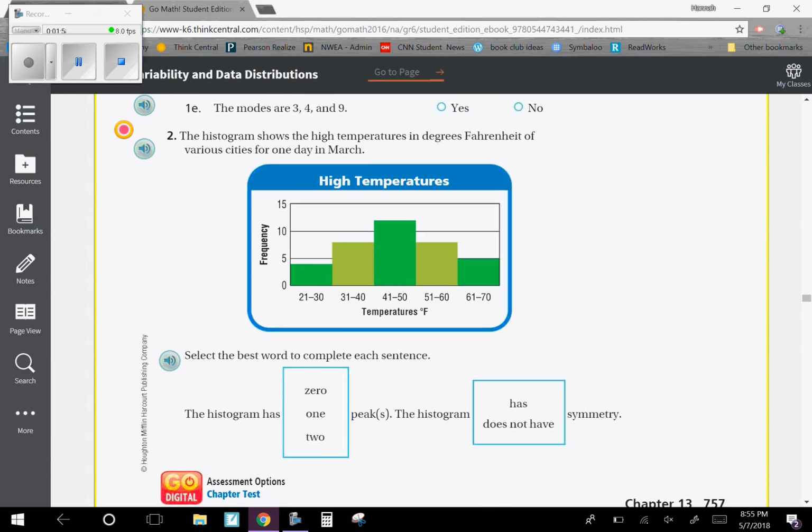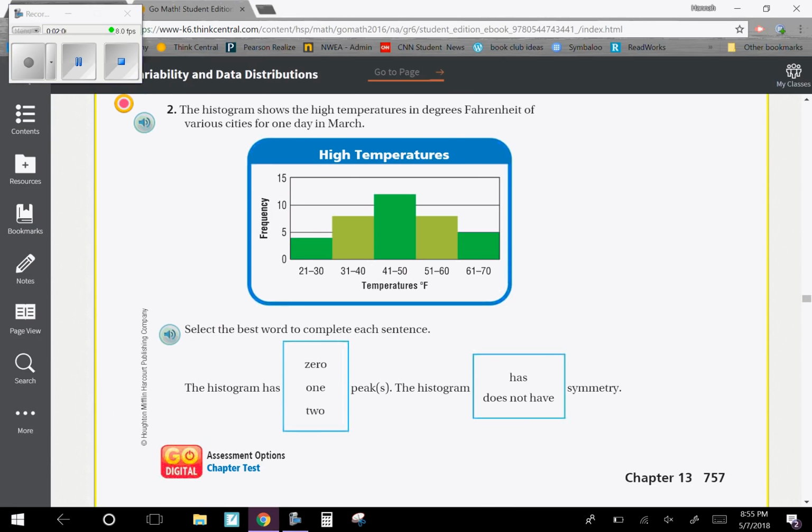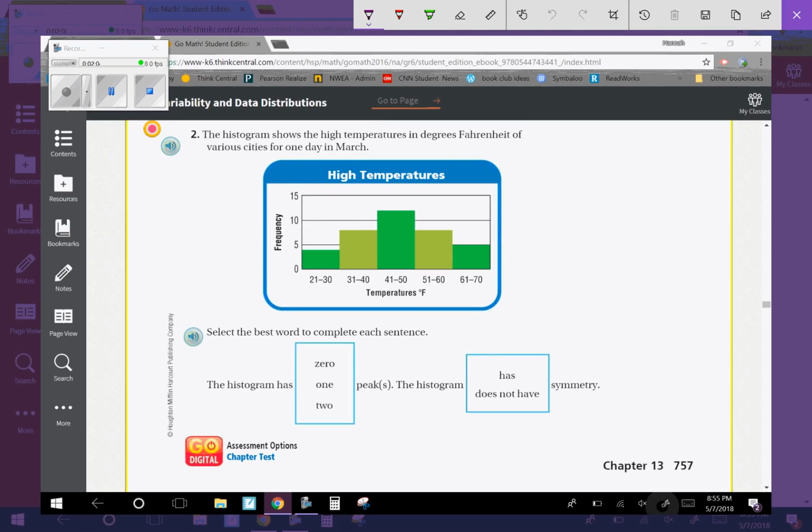Number 2, the histogram shows the high temperatures in degrees Fahrenheit of the various cities for one day in March. Select the best word to complete each sentence. The histogram has blank peaks. The histogram blank symmetry. There's one point here that is the highest. Nowhere else on the histogram does it hit that point. So there's only one peak.